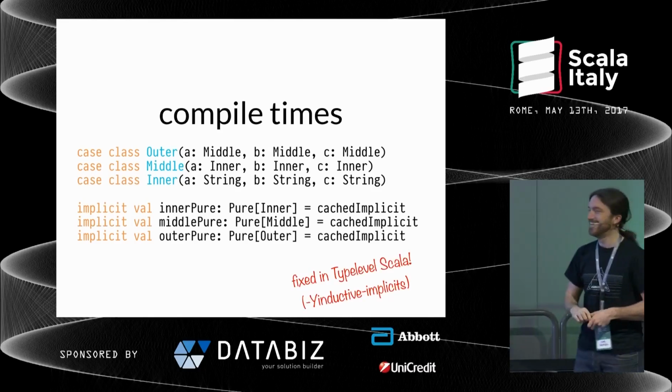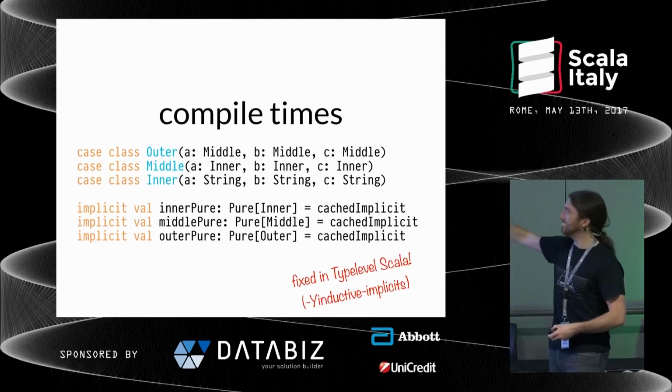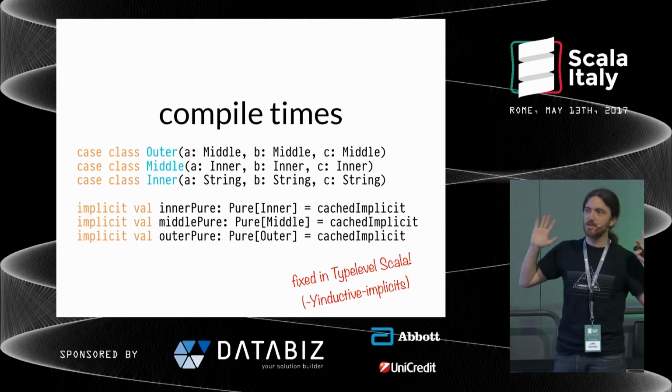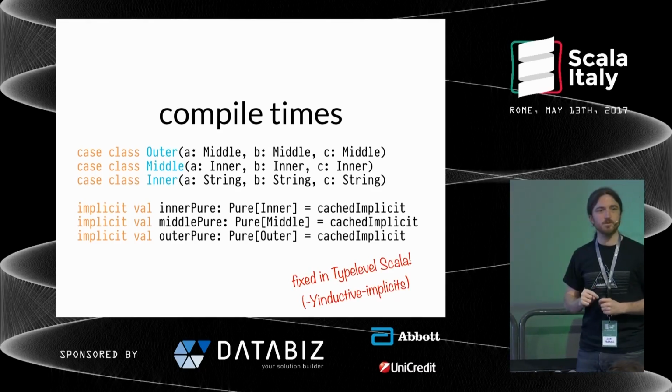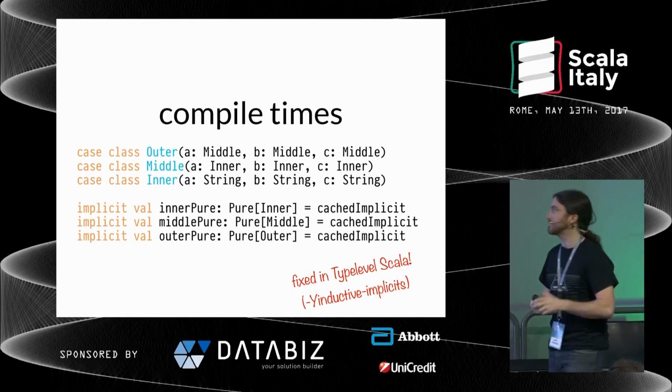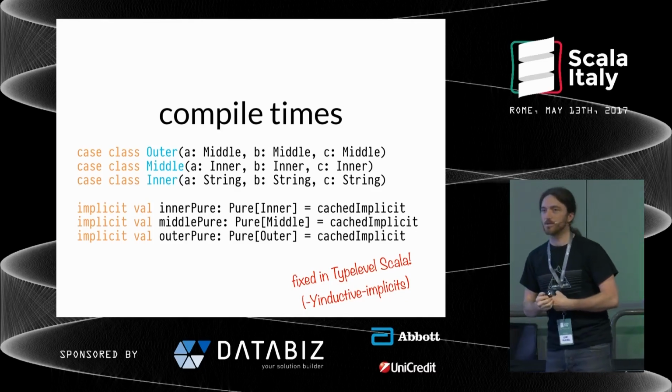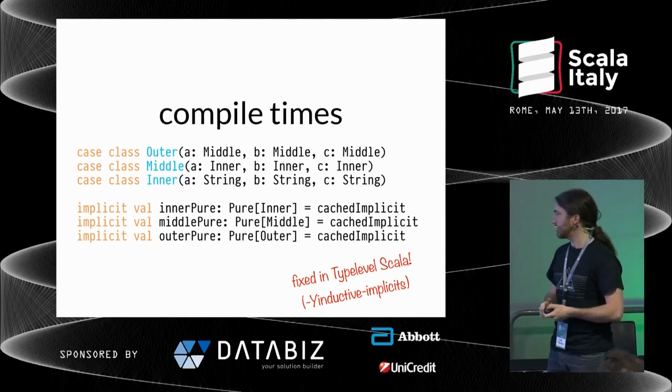Also, there's Miles's inductive implicits, which I haven't looked at at all, so I don't know how much turning that option on will make this faster. You can also go and look at type level Scala and turn on that option.